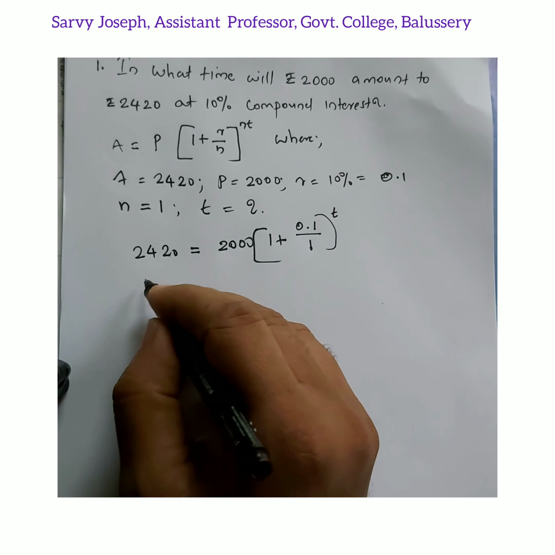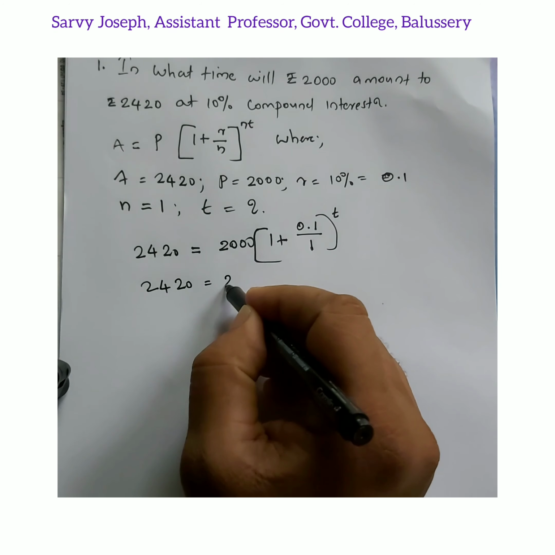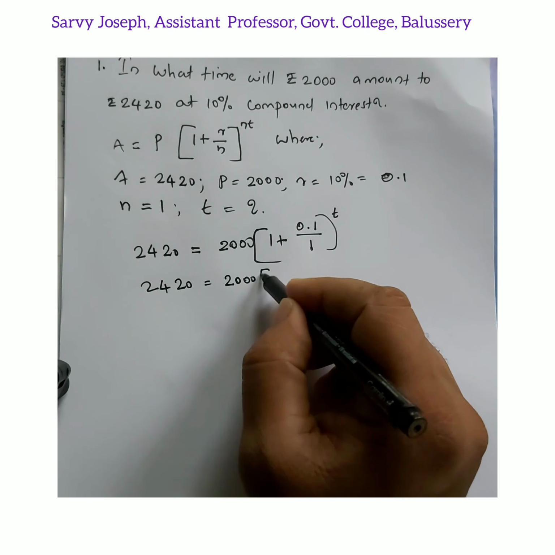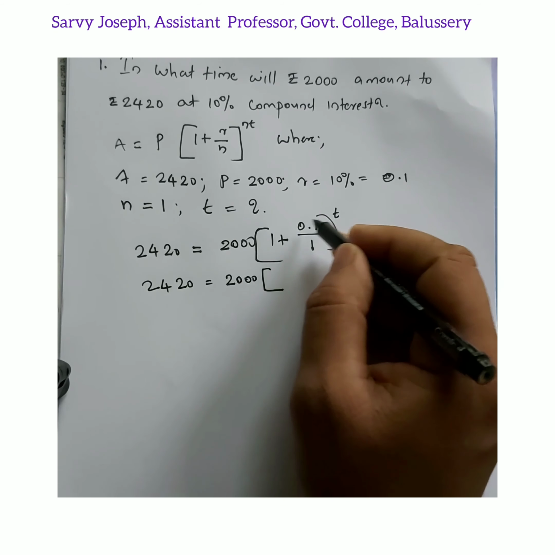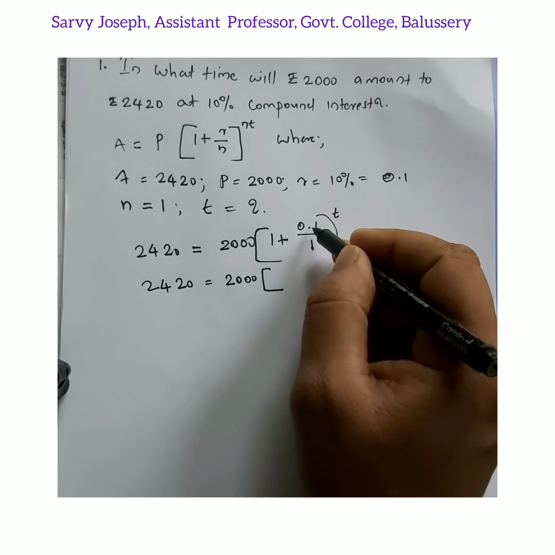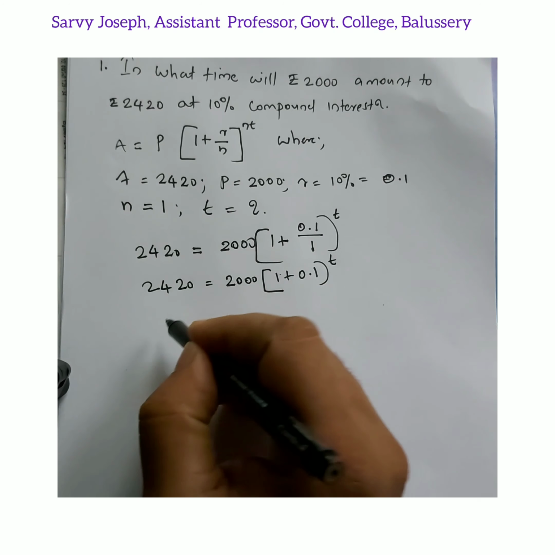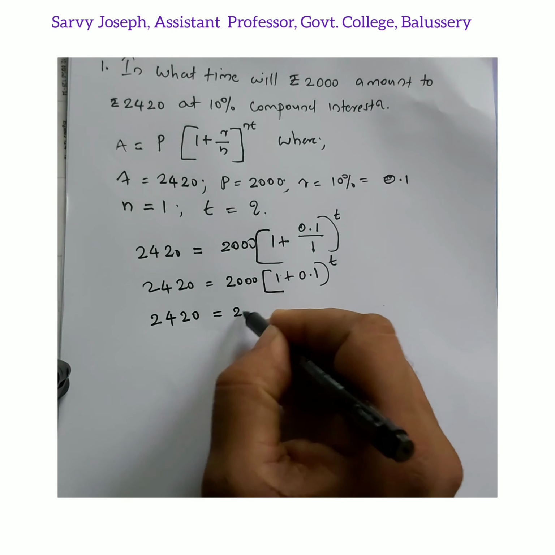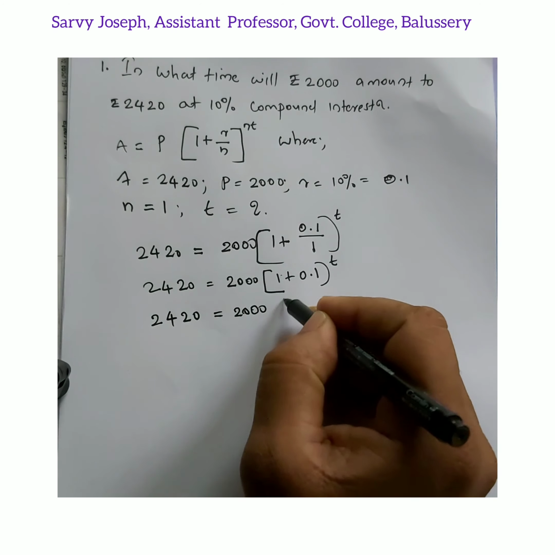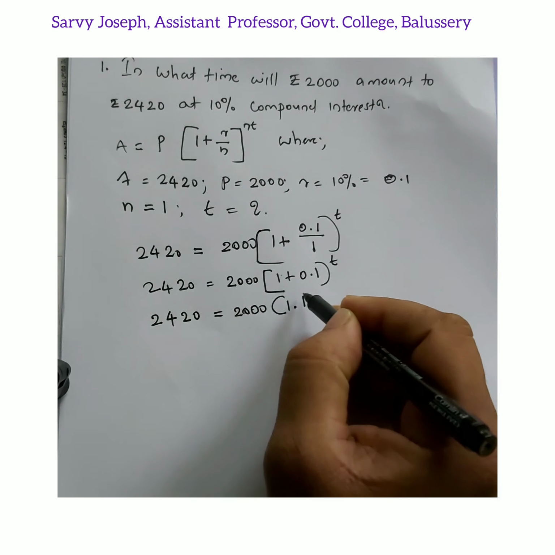Then again 2420 is equal to 2000 into 1 plus 0.1. 0.1 divided by 1 is equal to 0.1. So 1 plus 0.1 raised to T. Then 2420 is equal to 2000 into, here 1 is added with 0.1 equals 1.1 raised to T.